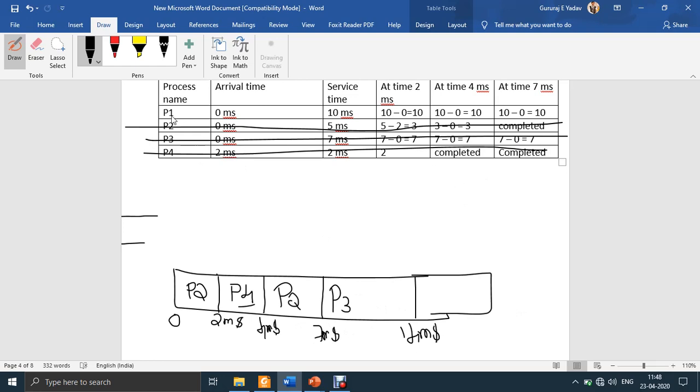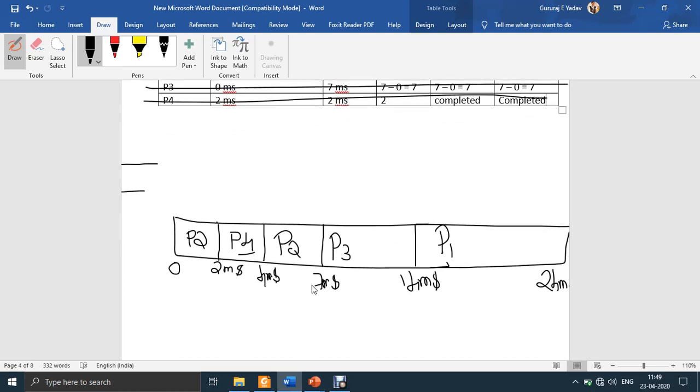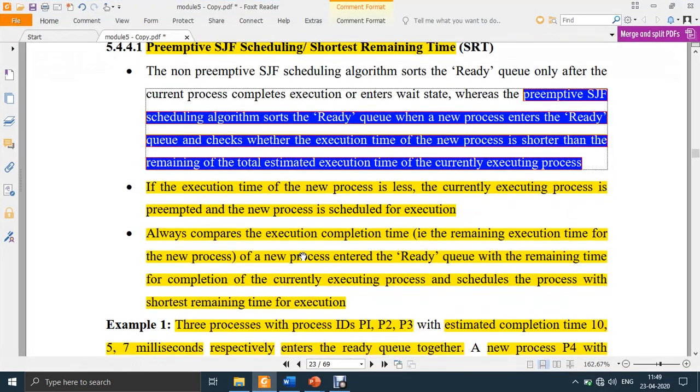So now the only remaining process is P1. P1 will get the chance at last. And how much time does it require? 10 milliseconds. So starting from 14, it requires 10 milliseconds, so 24. Okay, so total 24. This is the order of execution. That is what is given here also.